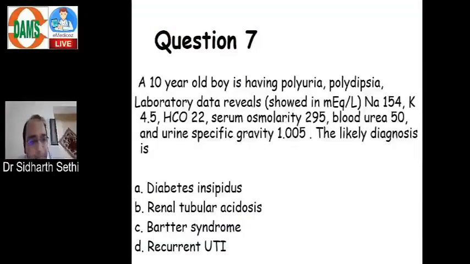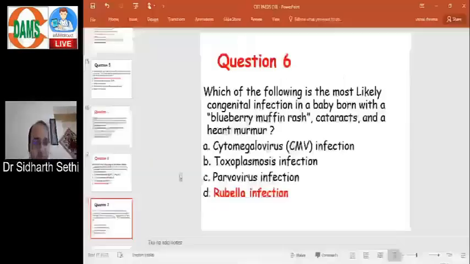Okay. Now here you have a child with polyuria, polydipsia, with a normal sodium potassium. Serum osmolality is on the higher side. Sodium is very high, in fact. Sodium is high and urine is dilute. What will you think of?